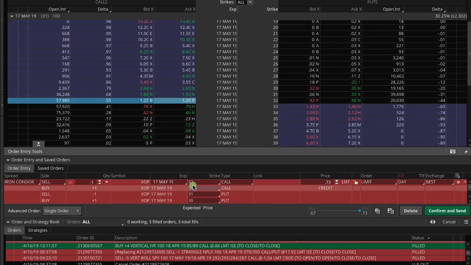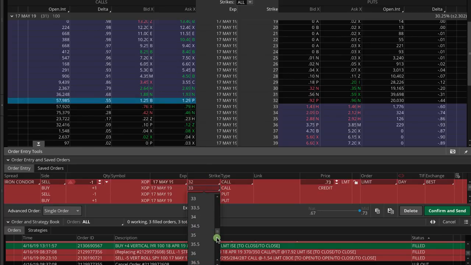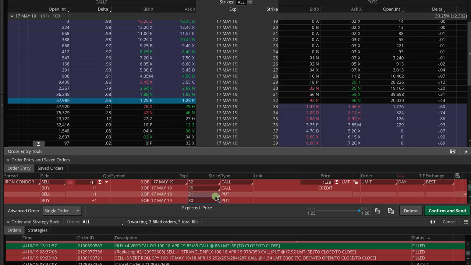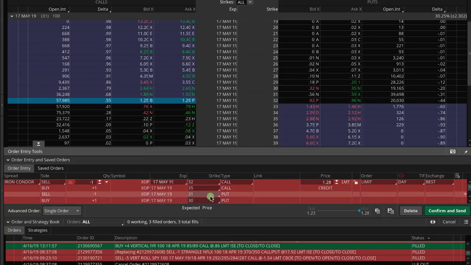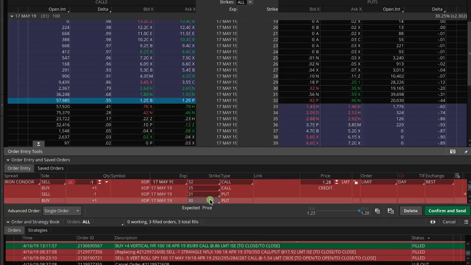And then what we'll do is we'll make the strikes the same. So on the call side, we'll make it 3 strikes above, so that's going to be the 35. And the difference here is that we're not using all calls or all puts when trading the iron butterfly. We're doing 2 on the call side and 2 on the put side. So we're essentially selling a call vertical and selling a put vertical.